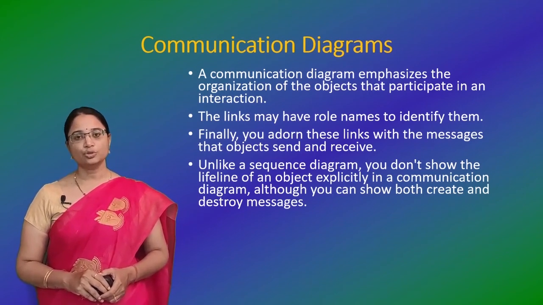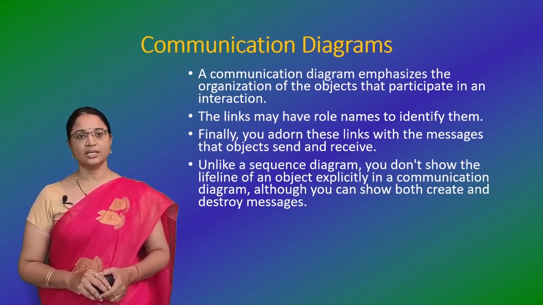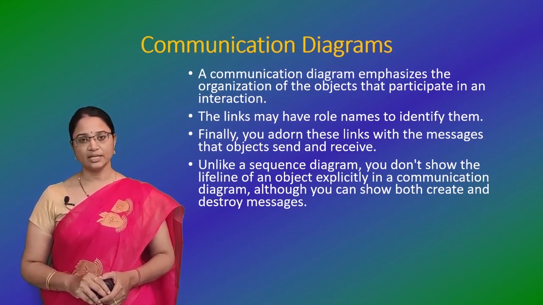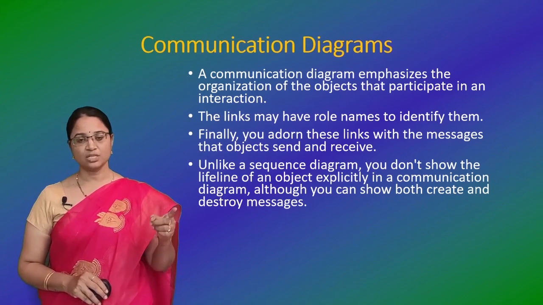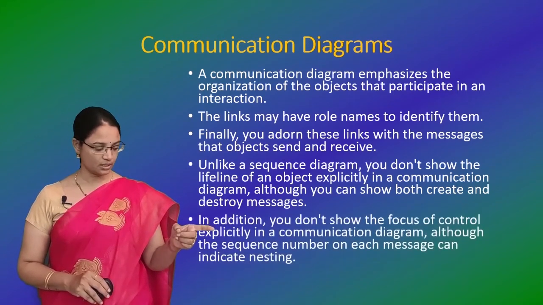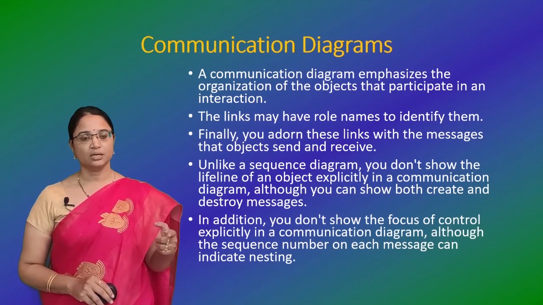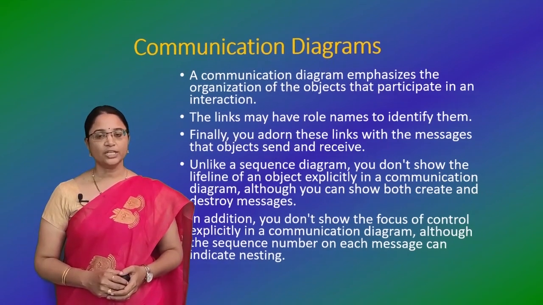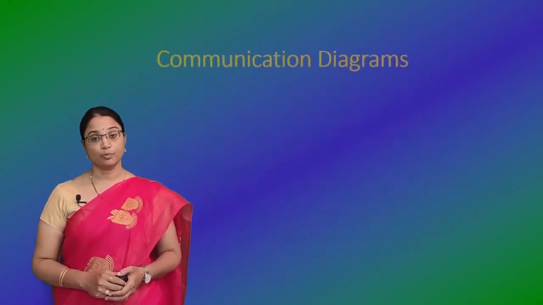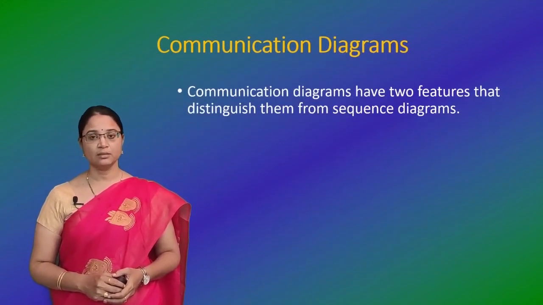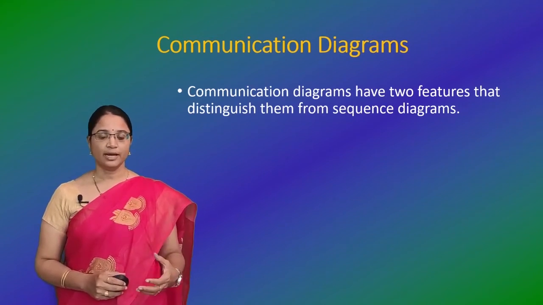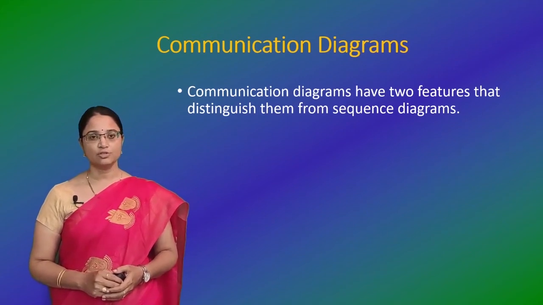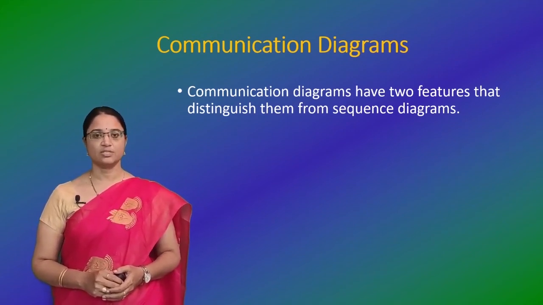In addition, you don't show the focus of control explicitly in a communication diagram, although the sequence number on each message can indicate nesting. So I told you that by using the procedural style, we can indicate the nesting, and by using the flat sequence, we can represent 1, 2, 3. Sequence diagrams have 2 features, a lifeline and a focus of control. Next, coming to communication diagrams, these also have 2 features that distinguish them from the sequence diagram.